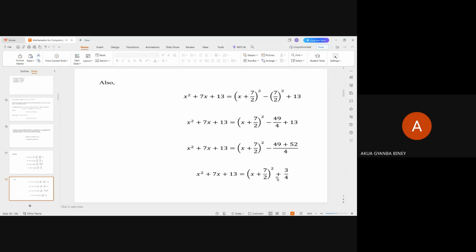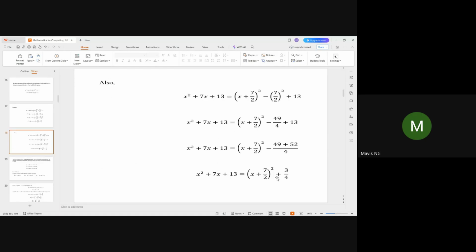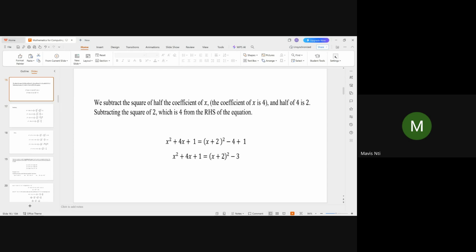Is there any question? Yes, madam. Please, with the first one, we were supposed to subtract 4 also from the right-hand side. And when we subtract 4 from the plus 1, it will be negative 3. And somebody also said that we should introduce another bracket. Please, may I know why?